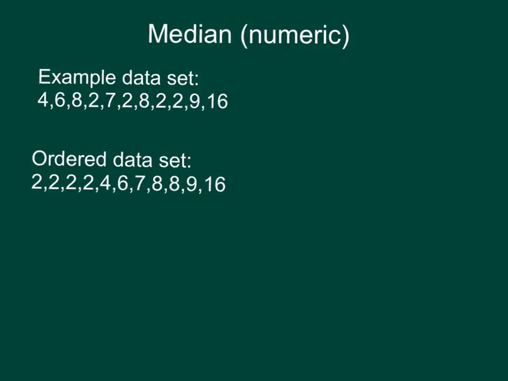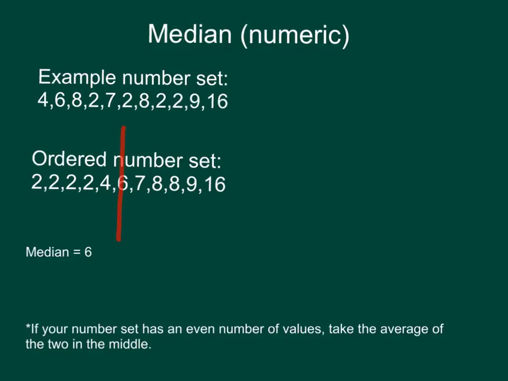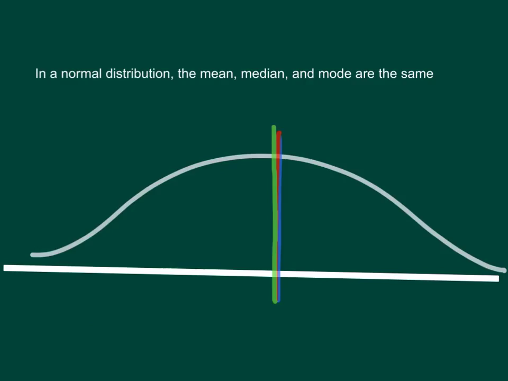If you have a numeric data set, as in this case we have interval ratio level data, and you need to calculate a median, it's the same idea. At what point are half the values above and half the values below? In this example, it would be 6. In an interval ratio level distribution that is normal, the mean, median, and mode share the same value.